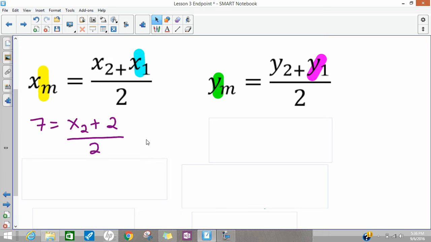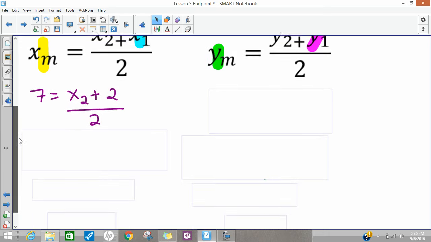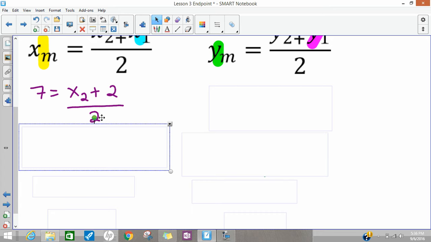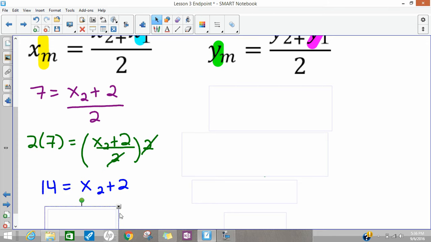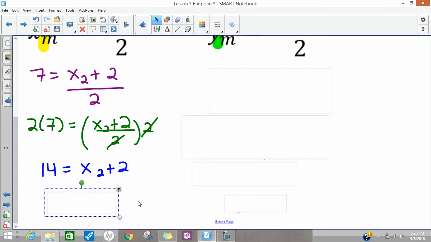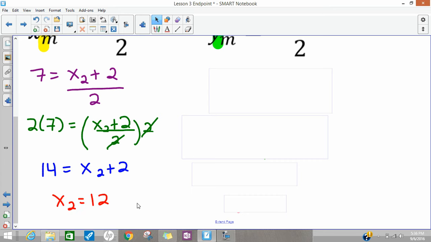So we'll solve for x2 first. We plug in xm and x1. I'm going to multiply both sides by 2 to get rid of this fraction, remember. So I'm just showing that step. And these 2's on the right cancel, and we're left with just x2 plus 2 on the right. And then I could subtract 2 from both sides, and I find out that the x-coordinate of the endpoint we're looking for is 12.